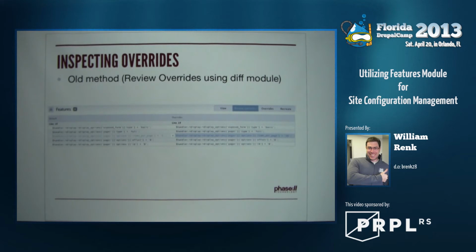Okay, so this is the old method for features override. It uses the diff module, and unless you're a developer, that probably doesn't look very attractive to you. But it shows you what the difference is. You can see what the default is and then what the override is. So why would you do that instead of just creating a different view?